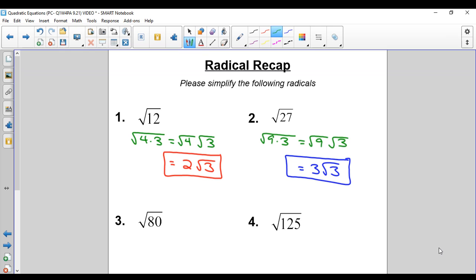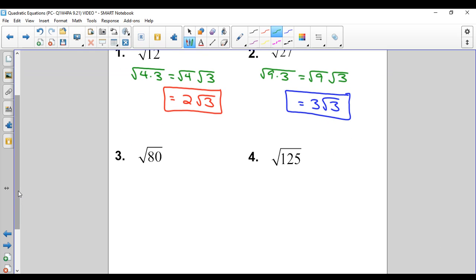A couple more quick examples here. Watch the value of 80. 80 has a couple factors that are perfect squares. You want to find the largest one that's a perfect square. What it happens to be is 16. It's 16 times 5. I'm going to go ahead and jump to just splitting up the radicals right away. Square root of 16 is 4. Square root of 5 stays put. And there's our simplified version.